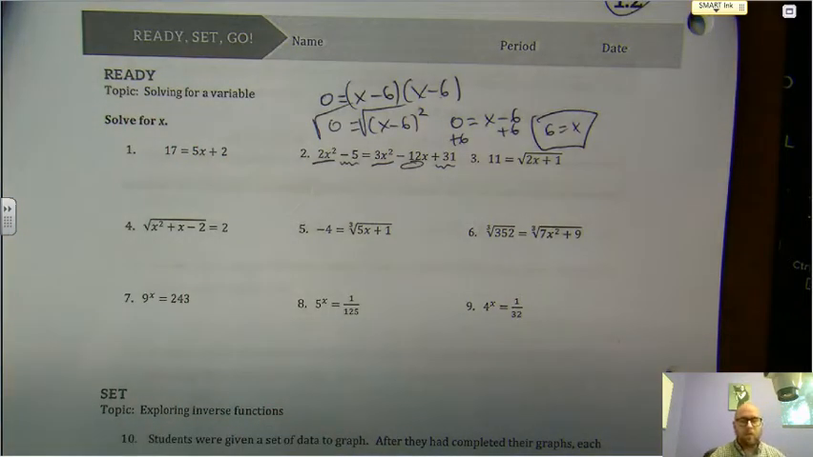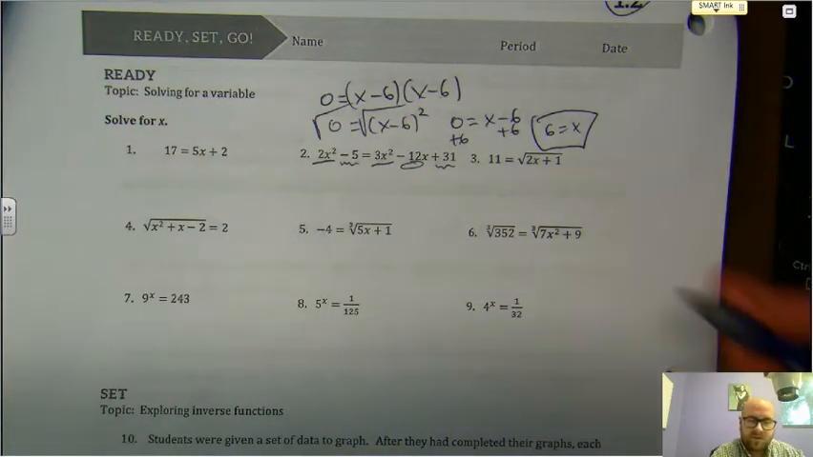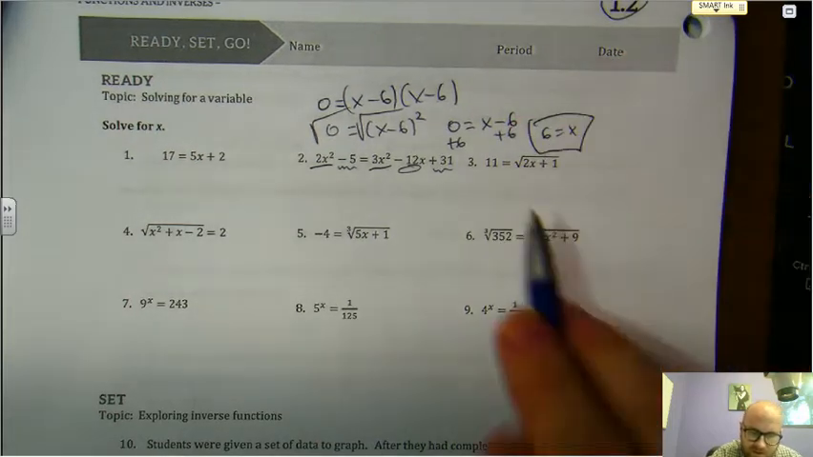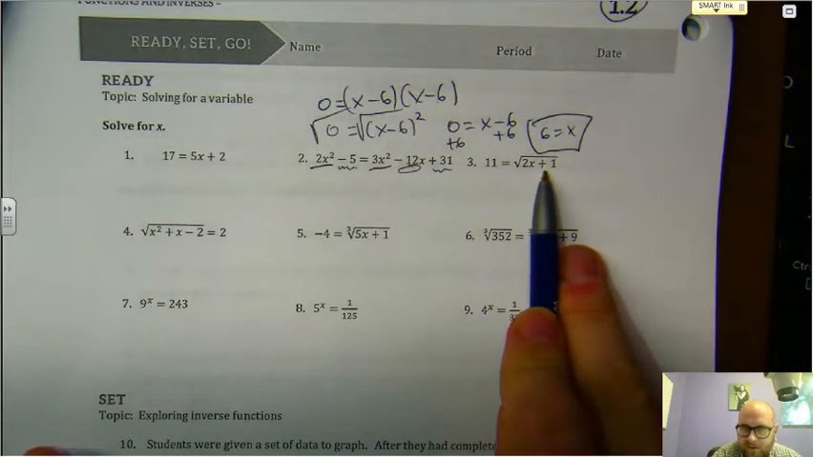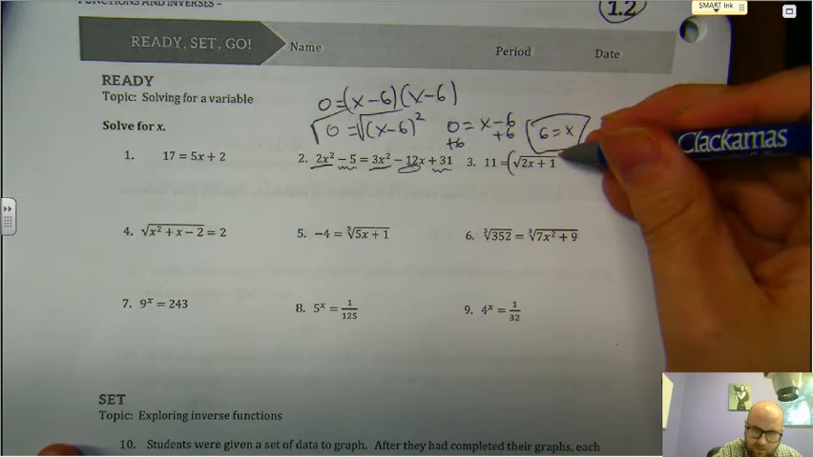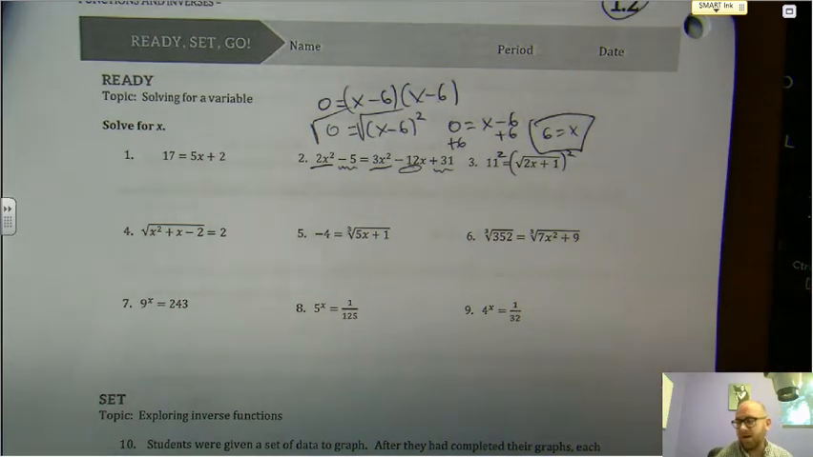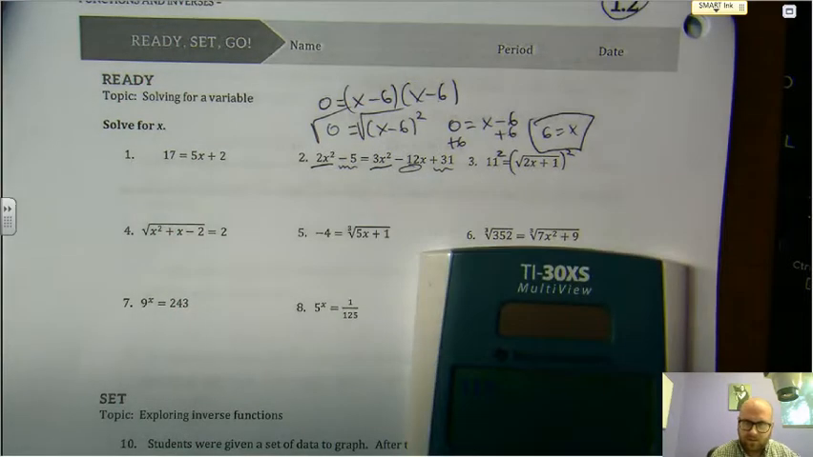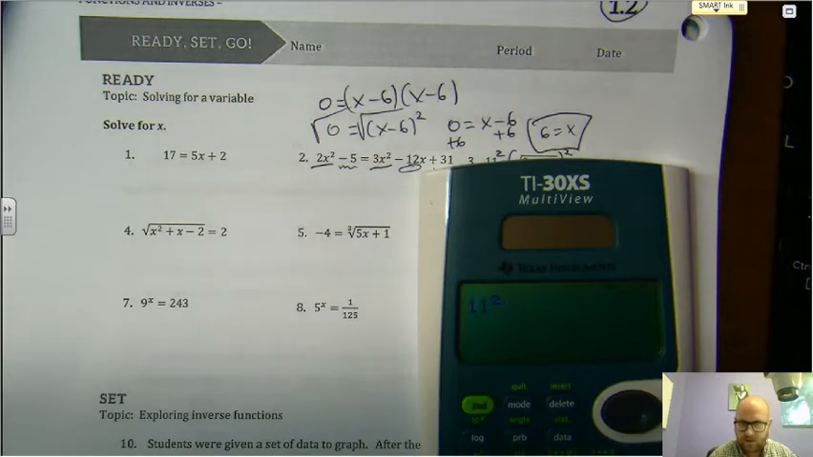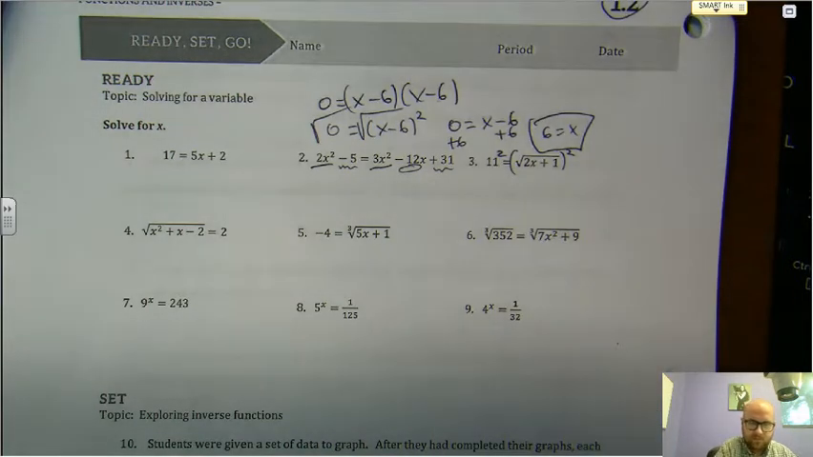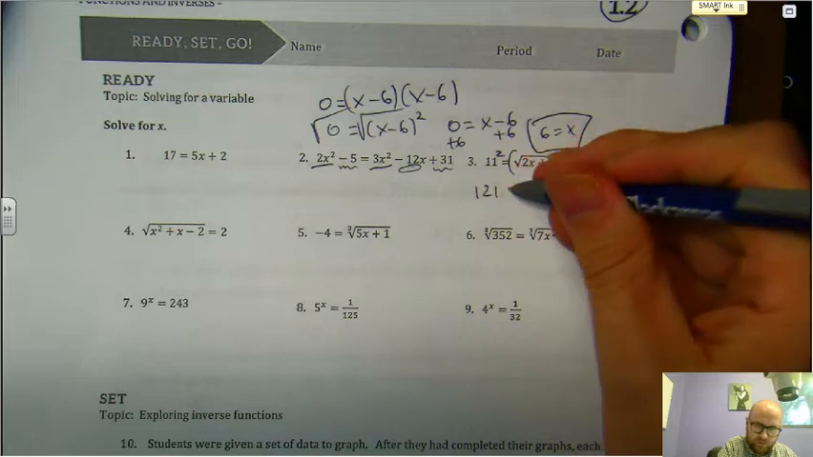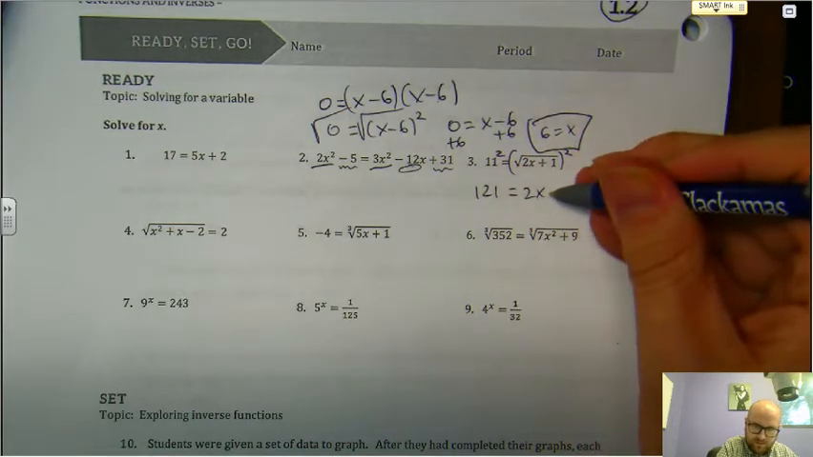Something a little bit more in the range of what I want everybody to be able to do is number 3. So when I see this, I have a radical on the right side. I want to get x by itself. To get rid of that radical, I need to square it. When I square 11, I get 121. So I know that 121 equals 2x plus 1.